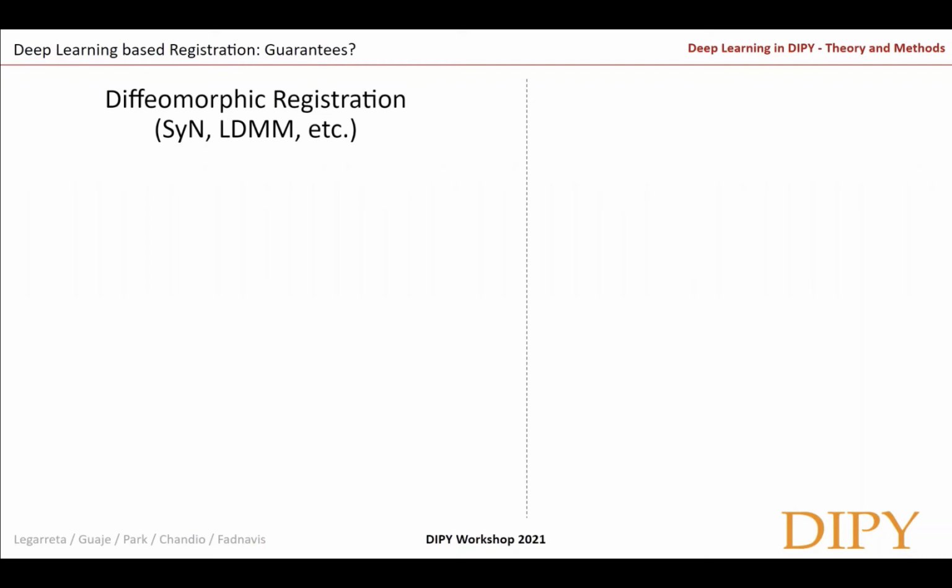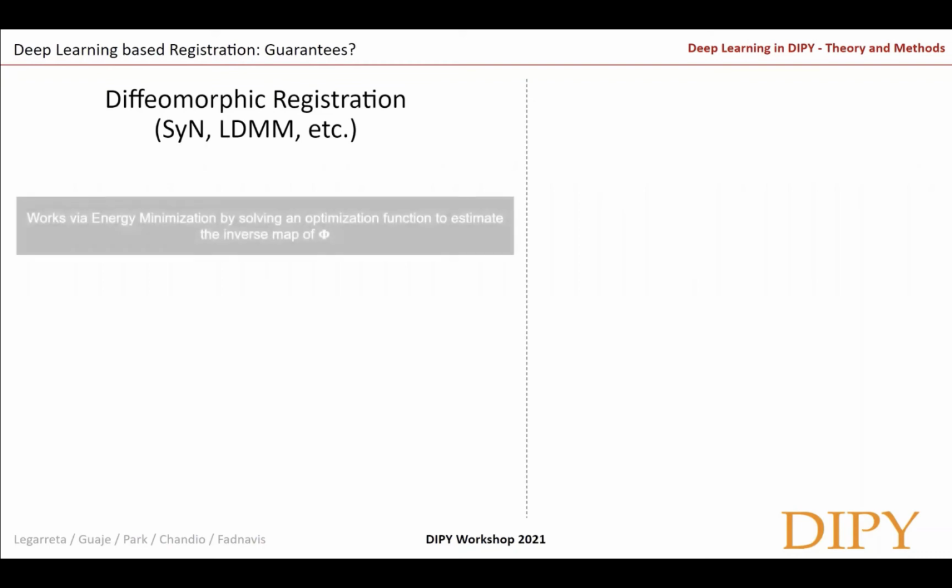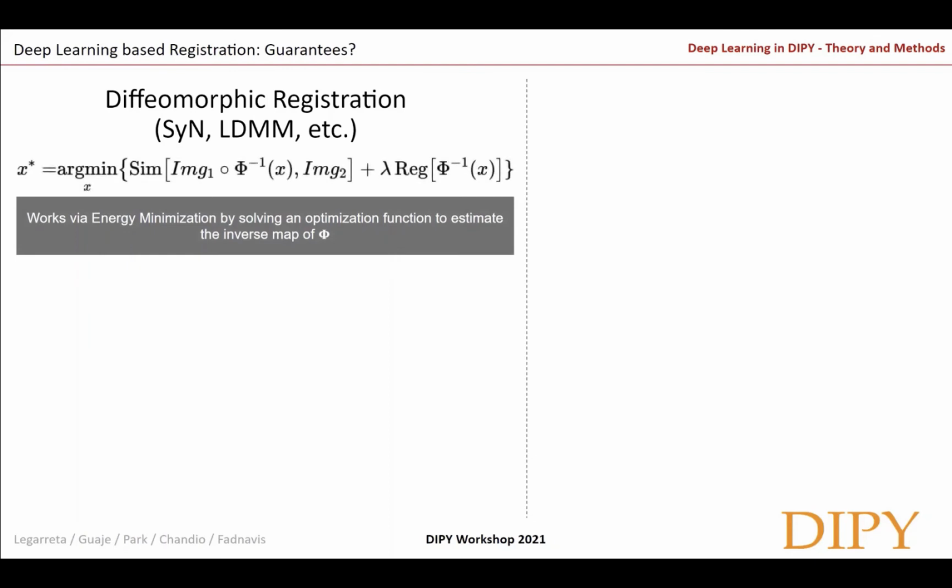So using algorithms like SyN and LDMM, what we are trying to do is basically solve an optimization problem, which works via energy minimization. We are trying to learn this inverse map phi that is shown over here, where you basically try to make one image similar to the target image, by optimizing over some parameters shown here by X, and then you have a regularization part of this function where you basically don't want the image to get too similar such that it becomes unrealistic.